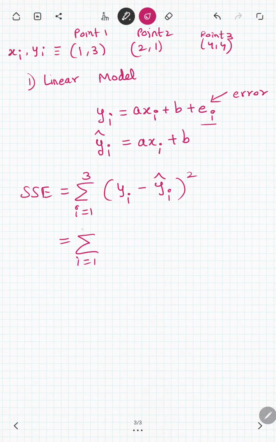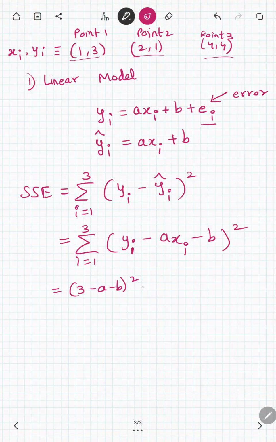Everyone comfortable with this? Now let's substitute this equation. I'll keep yi as it is, and instead of yi hat I will substitute axi plus b. Okay, so yi hat is axi plus b. So I substituted over here, I took the square. Now I'll actually substitute the data that we have, the points that we have, inside this, and I'll get this. I'm just substituting the x and y values, nothing else. You can pause and verify yourselves if you want. Okay, I'm simply substituting the x and y values from the given data.